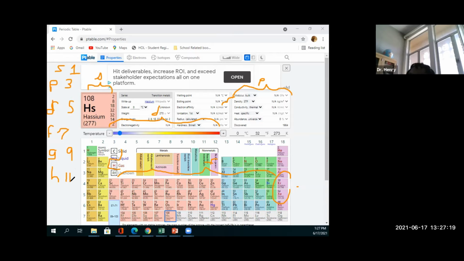Okay, so each of these orbitals can hold 2 electrons. So what is the most that the S can hold? Okay, that's right. What is the most the P can hold? 6. What is the most that the F can hold?